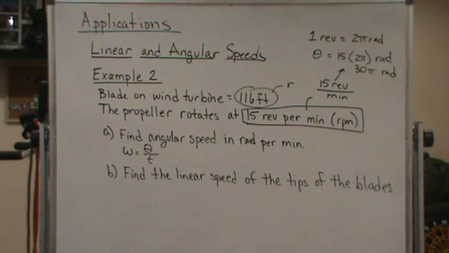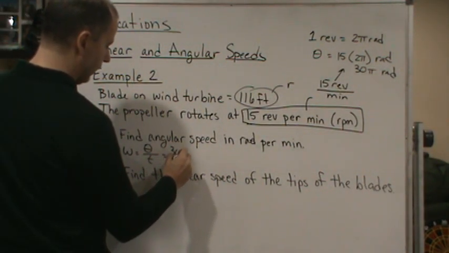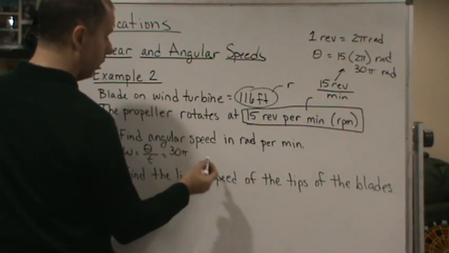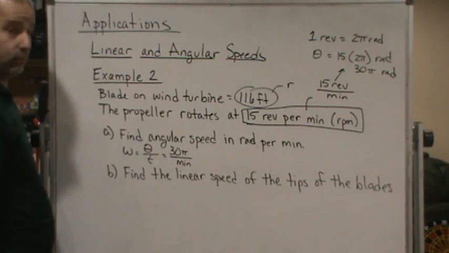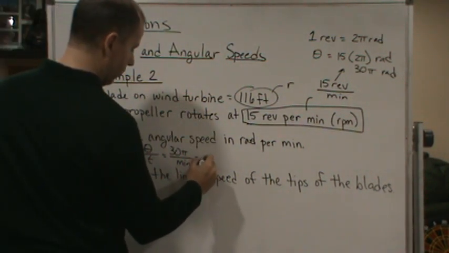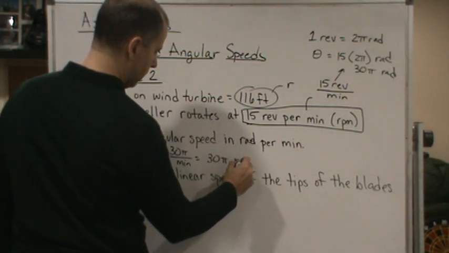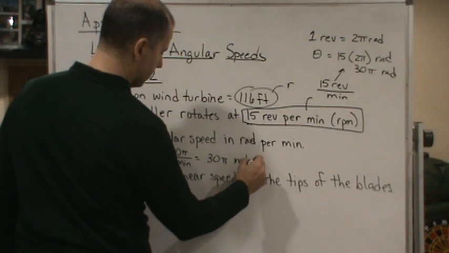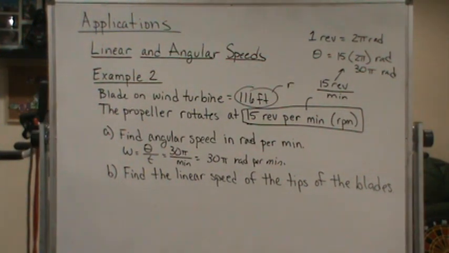So now we've got our central angle, and now we can just plug and chug. It's going to be 30 pi radians over 1 minute, which means it's just 30 pi radians per minute. And we're done.